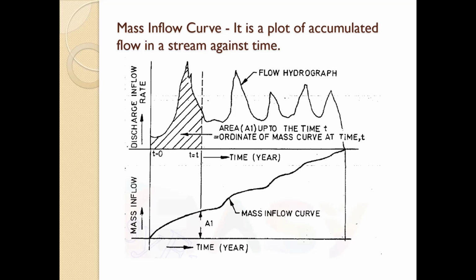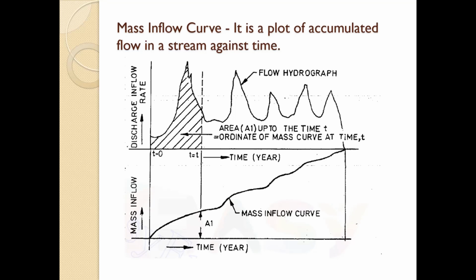A hydrograph is a plot of discharge versus time, while a mass curve is a plot of accumulated flow versus time. The area under the hydrograph between times t equals 0 and t equals t represents nothing but the accumulated flow up to time t. Hence, it is the ordinate of the mass curve at time t.